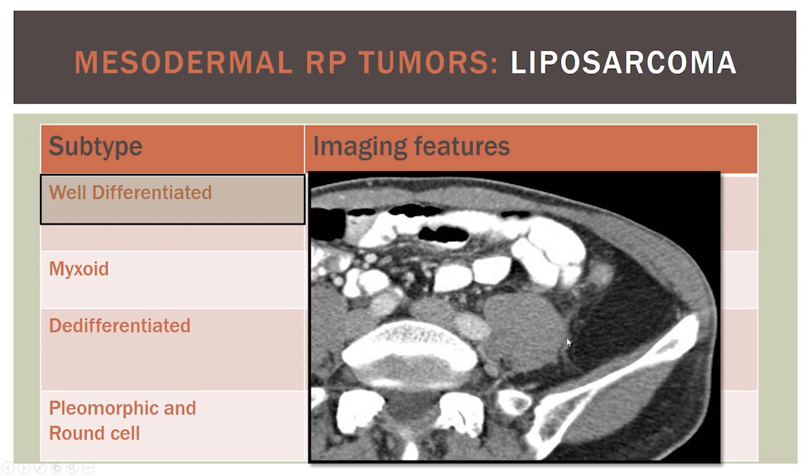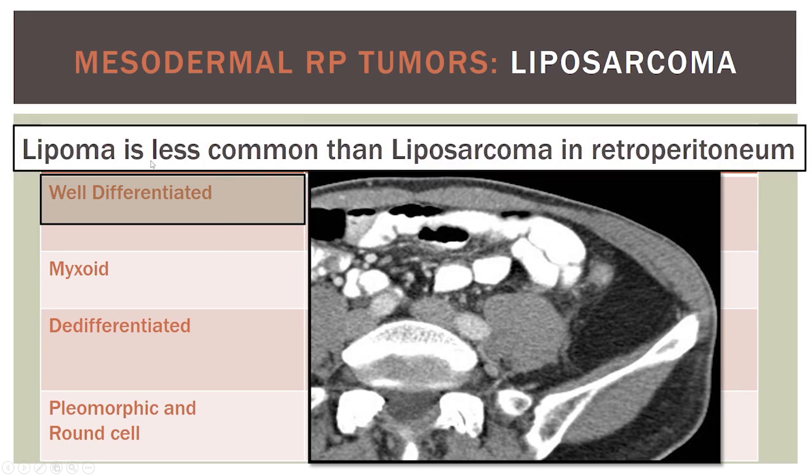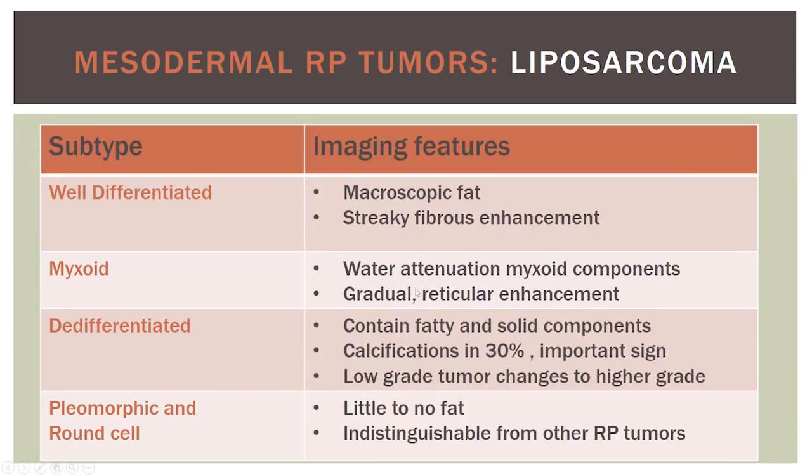So therefore, keep in mind that a fatty retroperitoneal tumor is liposarcoma until proven otherwise, since lipomas are a lot less common than liposarcomas. Always suggest liposarcoma till this is proven otherwise.